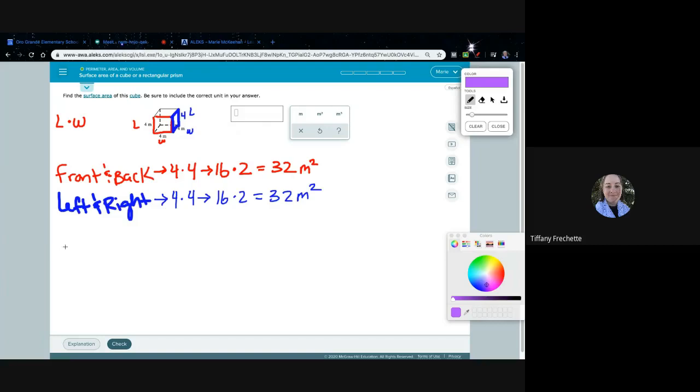All right, now let's do purple. So now we're going to do the top and the bottom. And remember, multiplying by 2 is making sure that we get both front and back, left and right, top and bottom. That's why we multiply by 2 each time, because we need to take into account that there are 2 sides with that measurement. All right, so top and bottom. So remember, this 4 on the front here is the same as the 4 on the top right here, because those side lengths are the same.